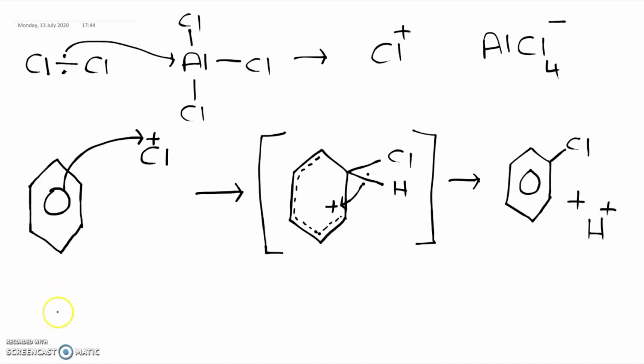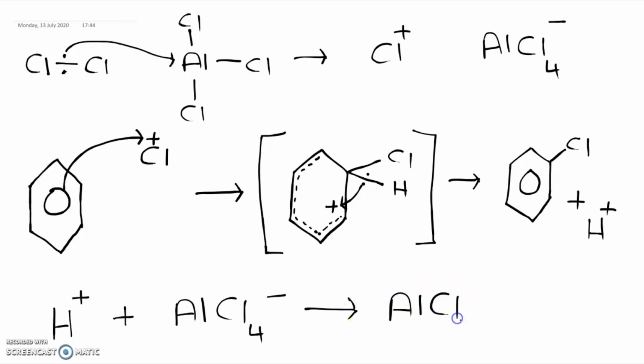Now my last stage is regeneration of the catalyst. So the H+ that was formed from stage 2 joins with the AlCl4- that was formed in stage 1, and I'm going to end up with AlCl3, my catalyst has been regenerated, and HCl.